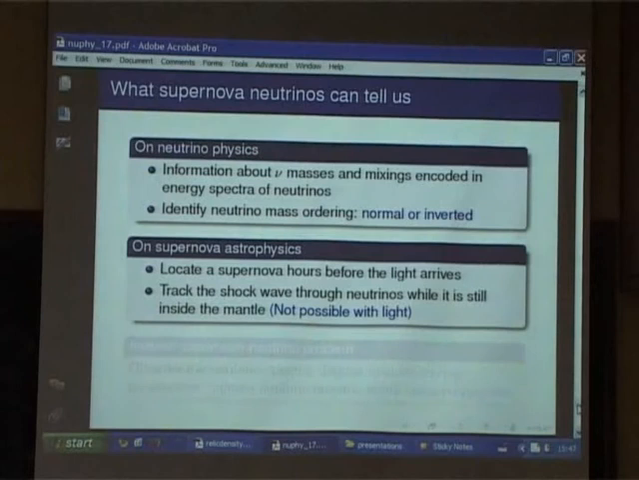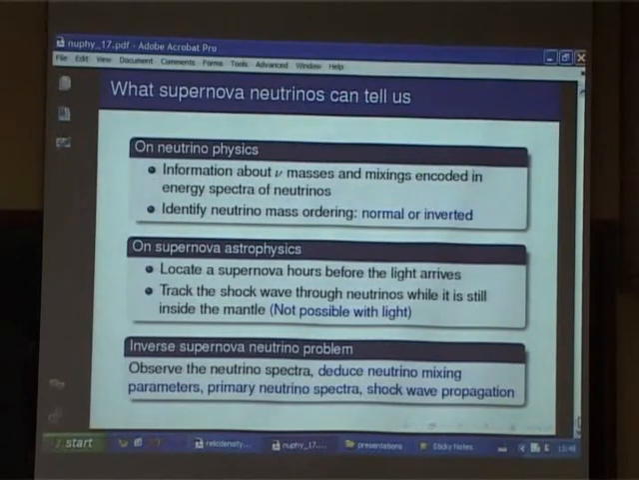Then about supernova astrophysics. So how does neutrino help astrophysics? Firstly, you can look at it many hours before light arrives. So you can actually optically discover the supernova. Secondly, as I mentioned sometime back, you can track the shock wave when it is still deep inside the star, which you cannot do with anything else. That's what neutrinos will do.